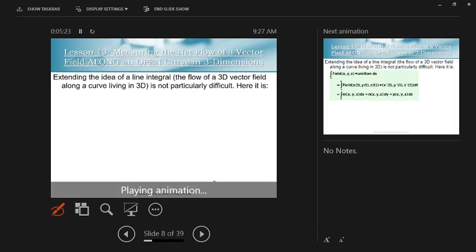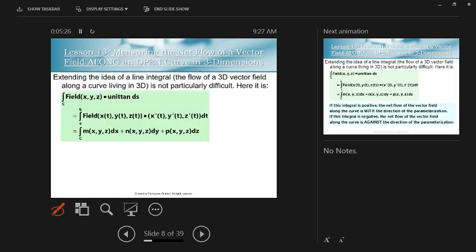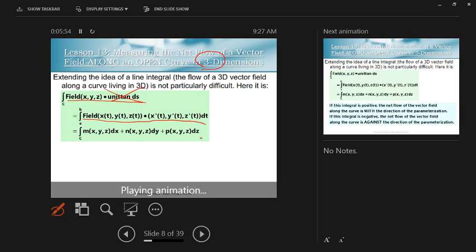So again, here's the three-dimensional formula for doing a path integral in three-dimensional space. Technically speaking, there's this fancy-looking formula, the integral of field dot unit tan ds. You'll probably never, ever use that. Typically, you're going to do the second version, the integral of field dot tangent dt. Just a regular tangent vector, not a normal, not a unit tangent vector, just like we've done every other time in this class.